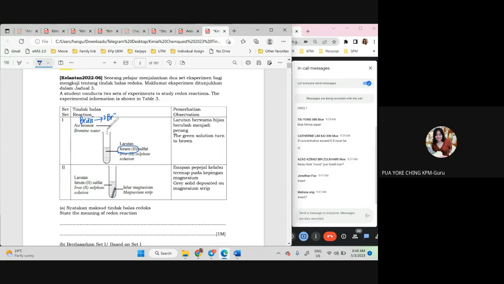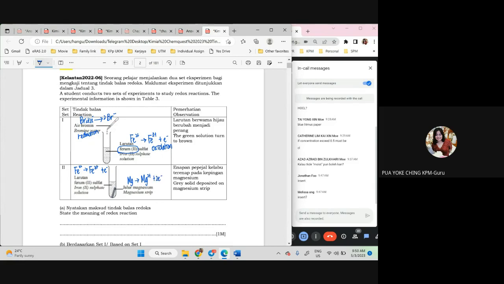Iron 2 sulfate. So kita ada Fe2 plus. Fe2 plus mesti akan jadi Fe3 plus, tambah E minus. So sini reduction. Sini oxidation. So sini pun sama. Fe2 plus akan jadi Fe3 plus, tambah E minus. This is Mg. Mg will become Mg2 plus, 2E minus.